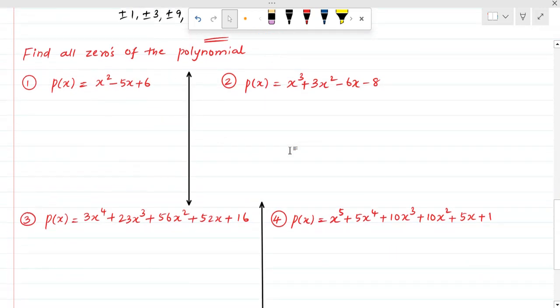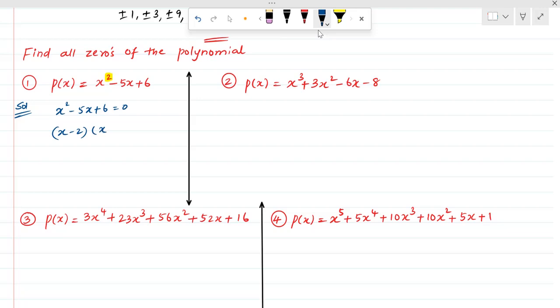Now I have to find the zeros of the polynomial. How will you find the zeros of this polynomial? Here the degree of x is 2, therefore you will find two zeros. Just put it equal to 0. How will you solve? By factoring. So what is the factoring? x minus 2 and x minus 3 equal 0, and you will get x equal 2 and x equal 3.